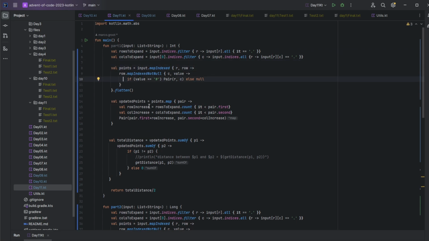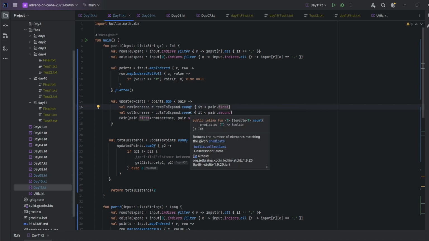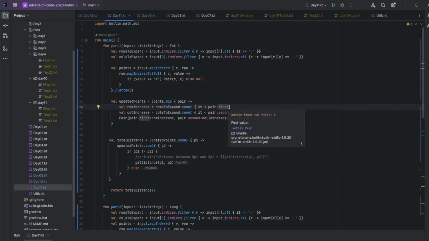And then I updated these points and said that if the point is beyond any of the rows or columns that need to be expanded, we can theoretically just increase its position by 1 per row or column, because that is the same thing as if we had just made a row in the actual graph. And that actually was very useful later on.